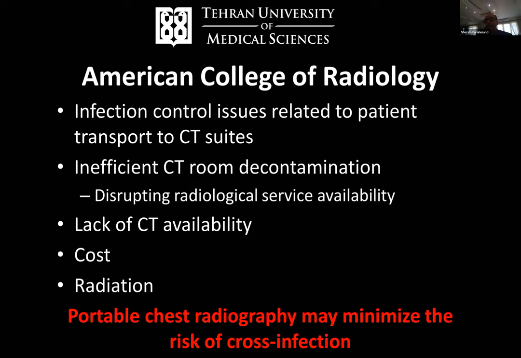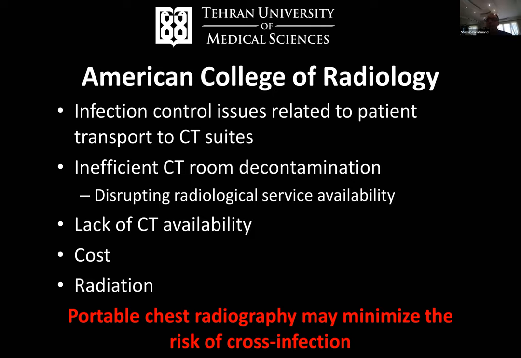Another main obstacle to using CT scan to screen all patients who are suspicious for COVID is lack of CT scan availability. For example, in my country or other parts of the world, in suburban areas, rural areas, or in further provinces, there is no access to CT scan. Because of that, when we decide to screen all suspicious cases with CT scan, it is not possible. And two other main obstacles to using CT scan are cost and radiation.